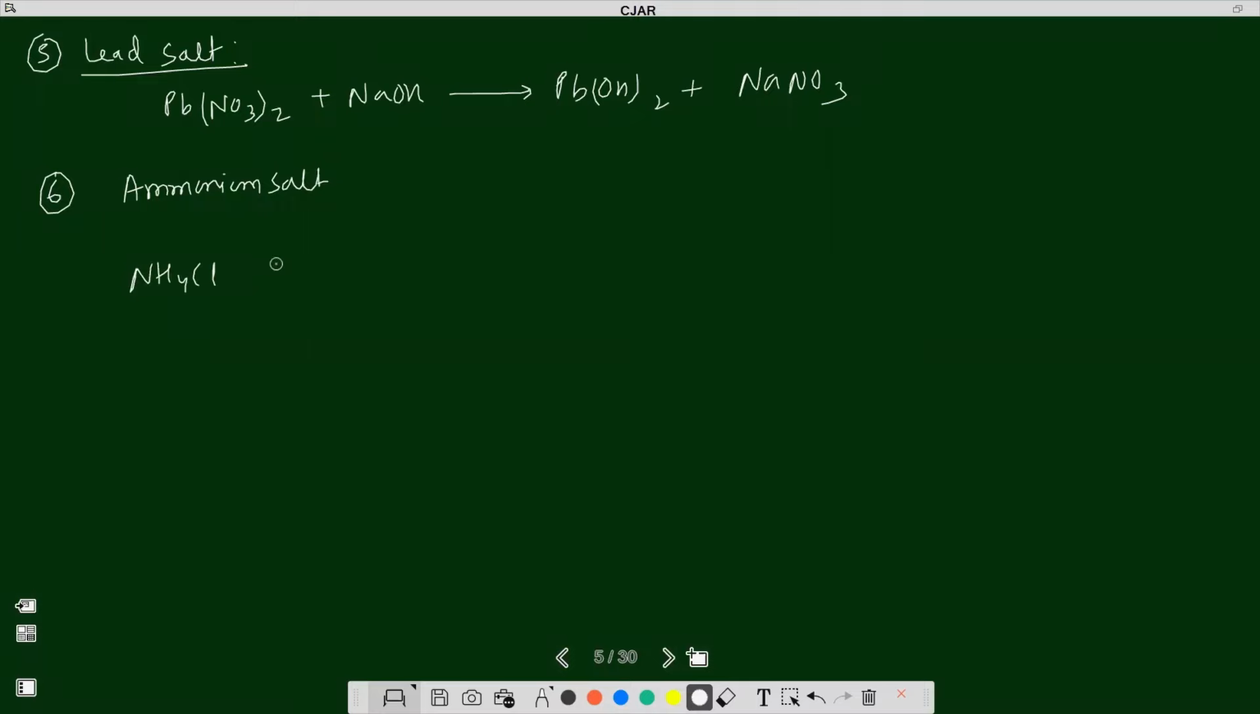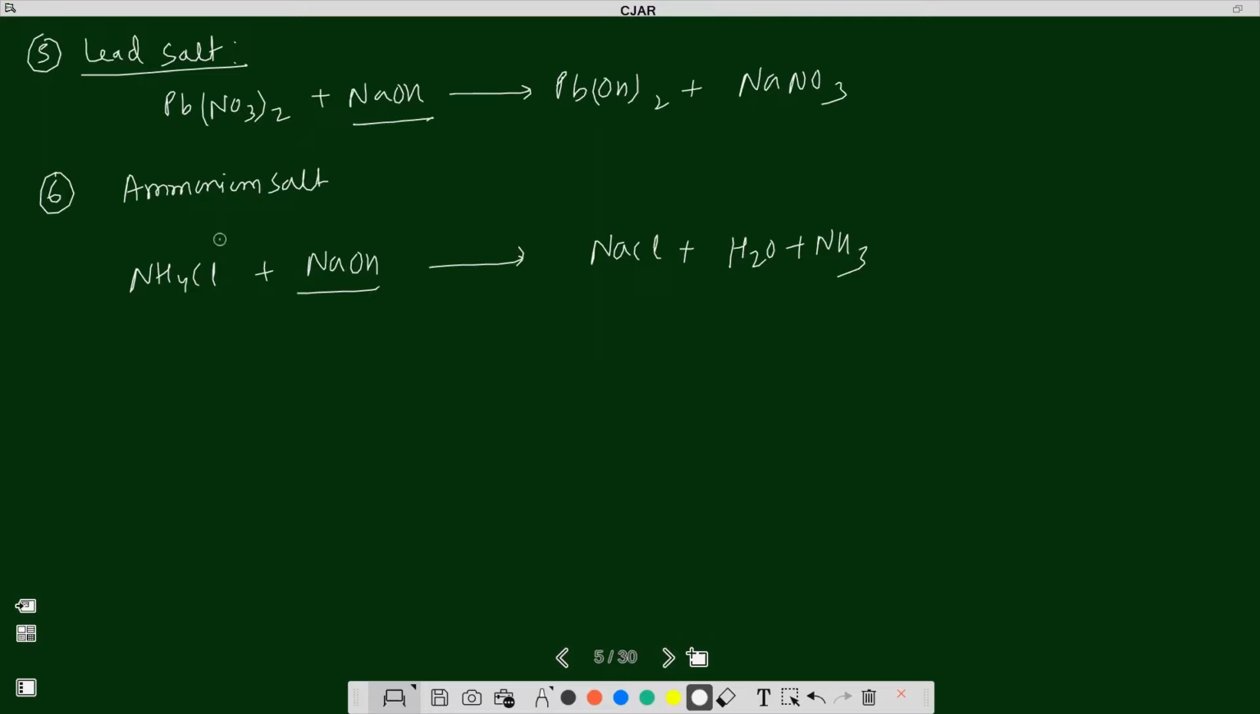Suppose here I'm taking NH4Cl and reacting it with sodium hydroxide. What will form? NaCl plus H2O plus NH3. So we have now reacted all types of salt with sodium hydroxide.